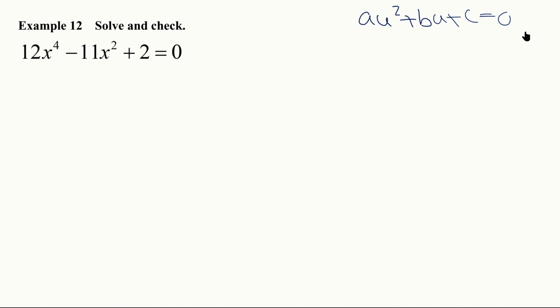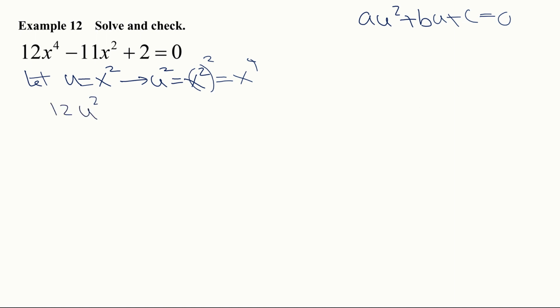Okay, so what would you let u be here? I think you know by now we're going to let it be x squared, which implies u squared will be the square of x squared, or what? What's the square of x squared? X to the 4, right? So instead of writing 12x to the 4, I'm just going to write 12u squared. Remember, u squared is x to the 4, right? So we get 12u squared minus 11u plus 2 equals 0.